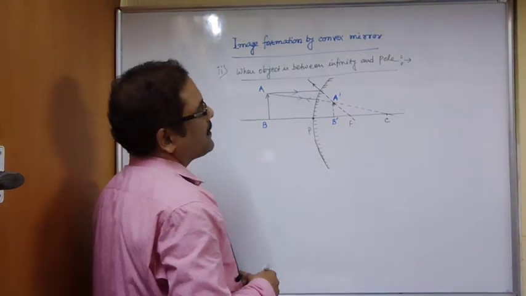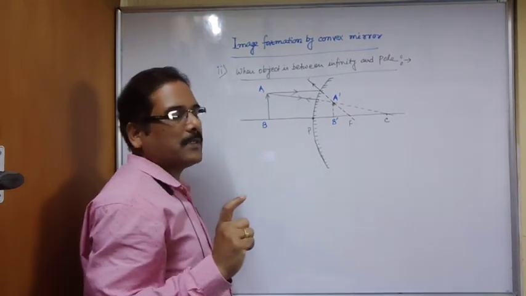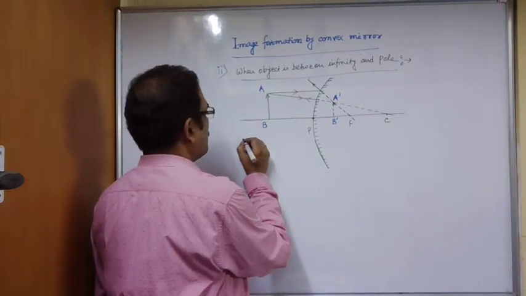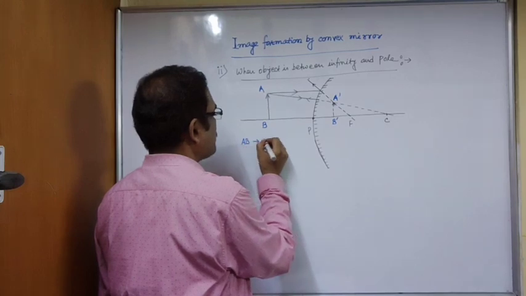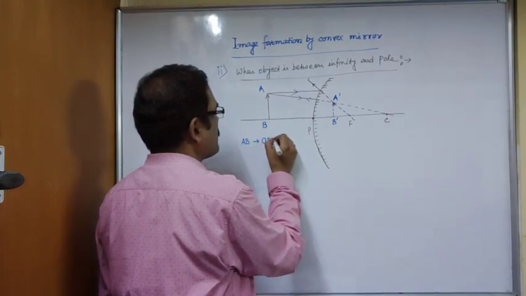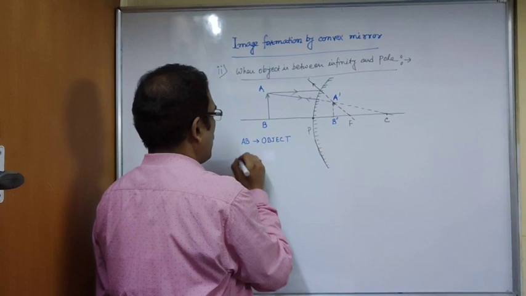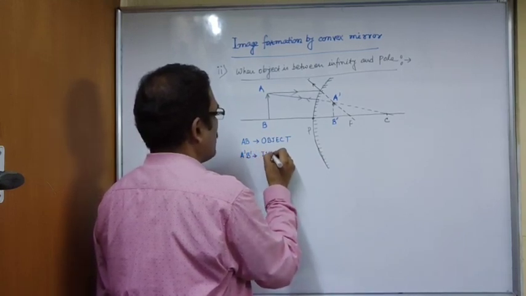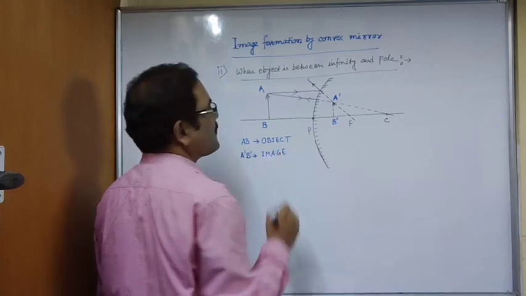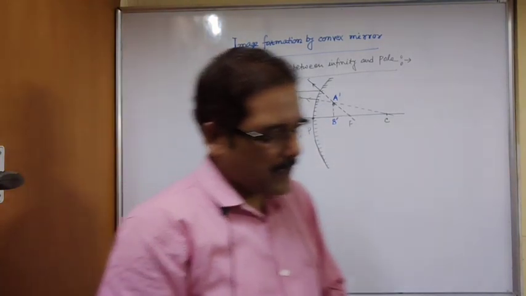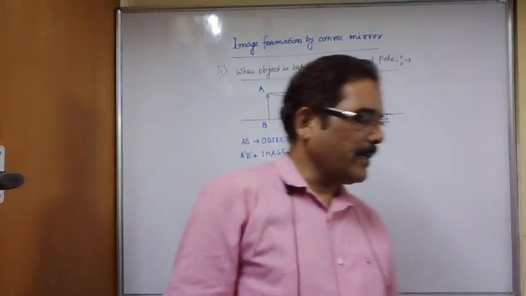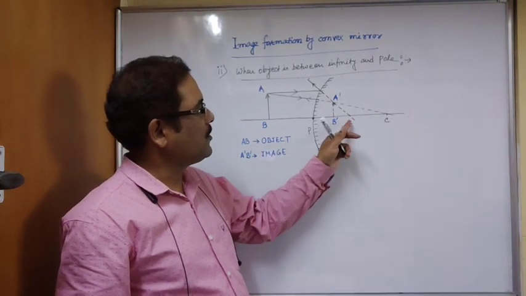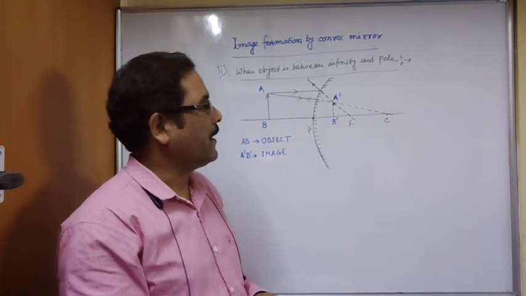And you can see that this image is diminished. It means small in size in comparison to the object. AB is the object, and A dash, B dash is the image of the object. So you can compare the size. So it is diminished. Its position is between pole and focus, between these 2 points, and it is erect.